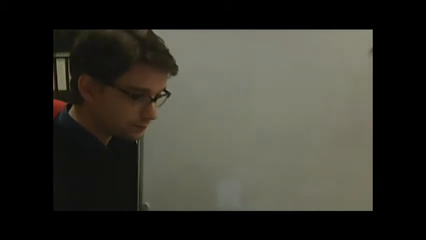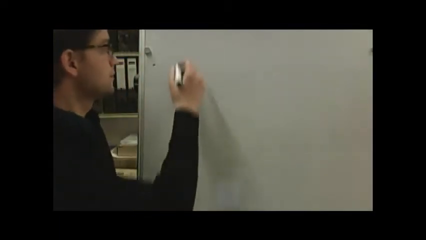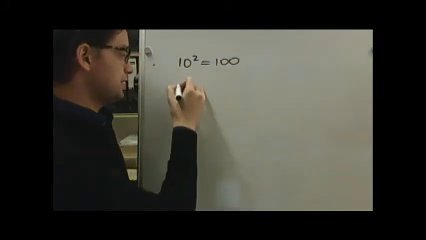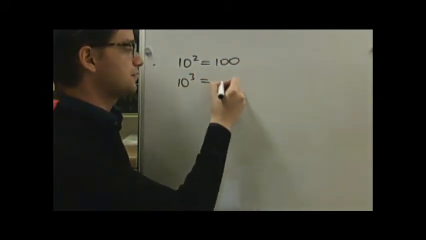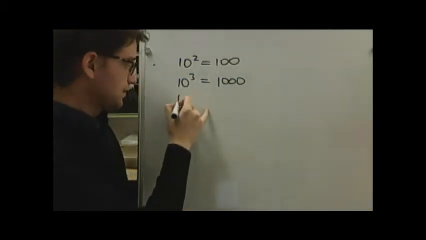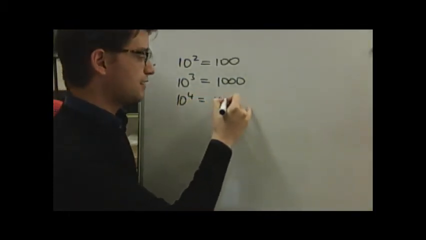This is a video about logarithms and specifically what is a logarithm. The short answer is that logarithms are the inverse of indices or powers. I don't think you'll be surprised by the fact that 10 squared is 100 and 10 cubed is 1,000 and 10 to the 4 is 10,000.